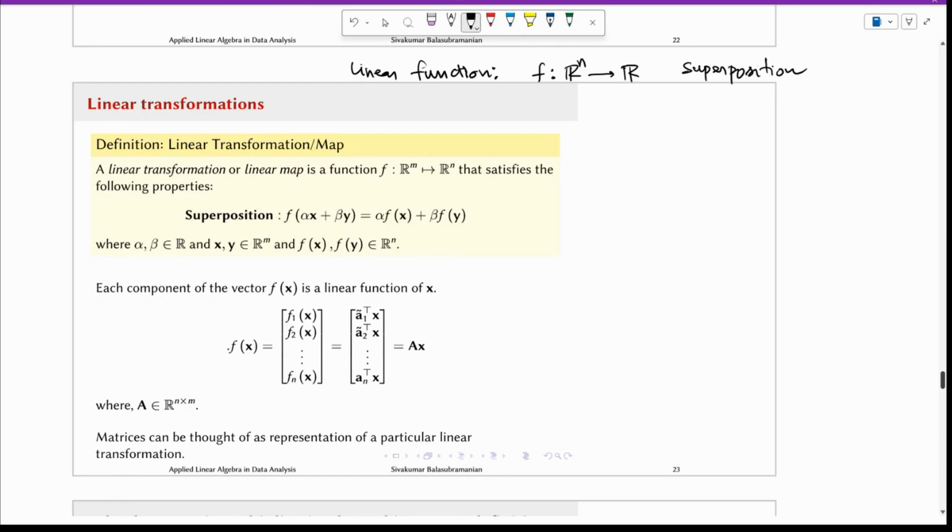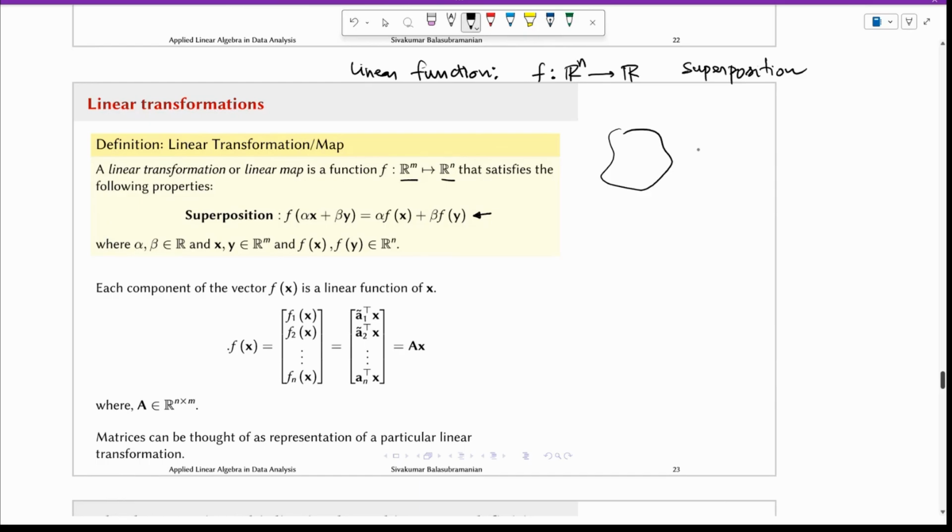A linear map or linear transformation essentially takes elements from Rn and produces an element. It does not just produce a real number, it produces an element in Rn. When n is 1, we call it a linear function. That's all. And this function or this map or this transformation F satisfies the superposition principle.